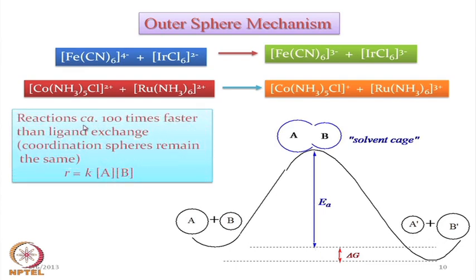In this particular case, the reactions are about 100 times faster than the ligand exchange rate reaction, and the coordination sphere remains the same. As we just told you, the rate R is dependent on K and the concentrations of A and B. This tells us that there is something that can be considered a tunneling mechanism. The outer sphere mechanism, which is also true for biological electron transfer, operates through a tunneling type of mechanism for biological electron transfer as well.